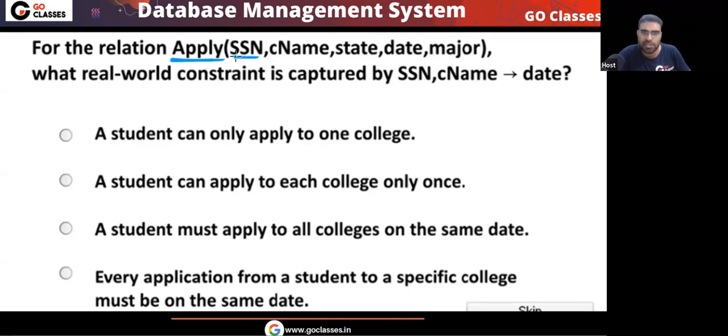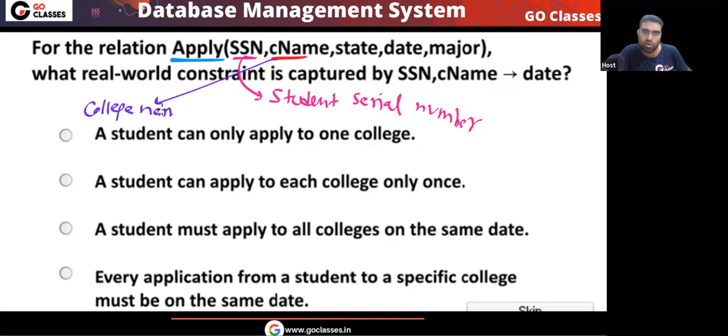Now, SSN means student serial number. This is like an Aadhaar card number, something like that. So I can say this is like your Aadhaar card number. This is unique, right? Okay. So this is your student serial number. Next, this is your college name. What is the C name? This C name is your college name.